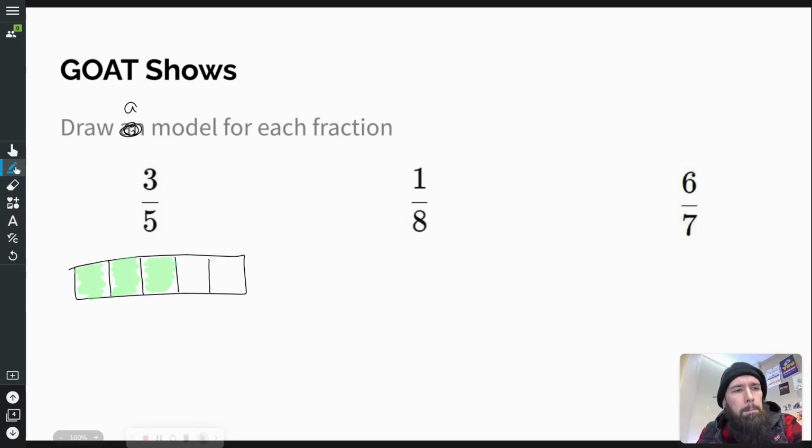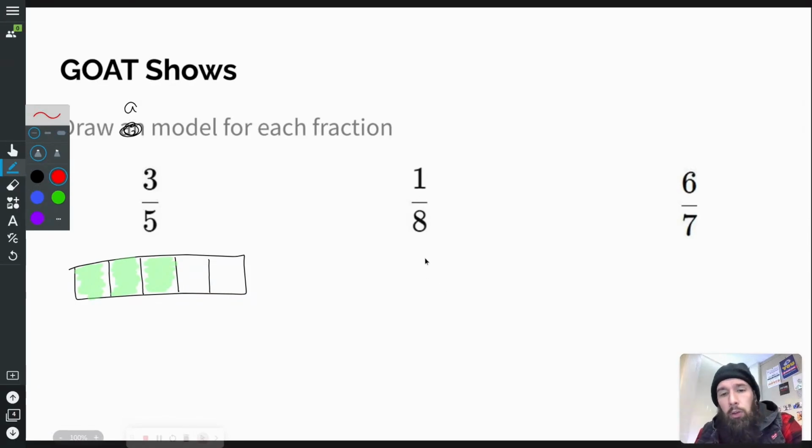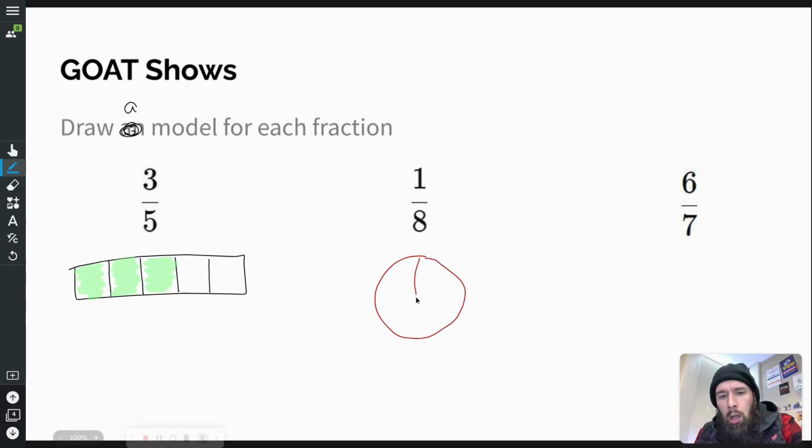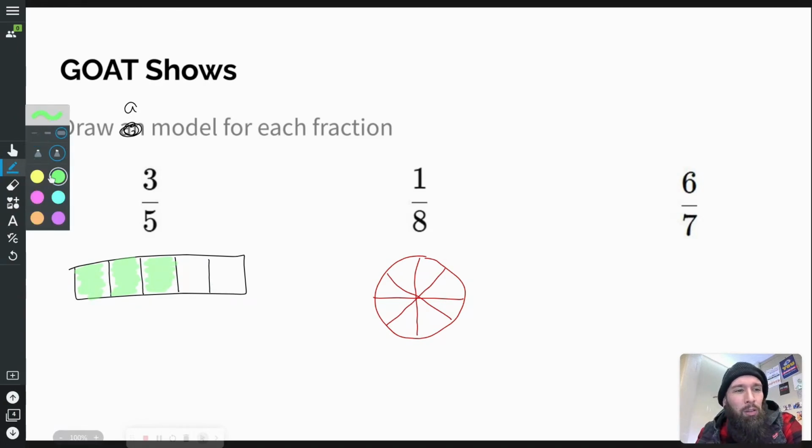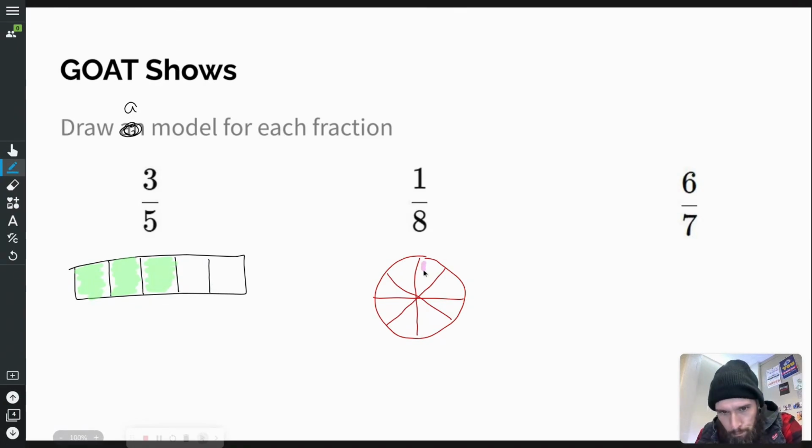Okay? All right. Let's go back to my pen. 8 of them. So when I think 8, I think of a pizza. So let's make a circle. Cut down the middle, cut down the middle, cut down the diagonal, cut down the diagonal. That looks so bad. We're only going to shade one of them. So I'll shade one of them, like that.